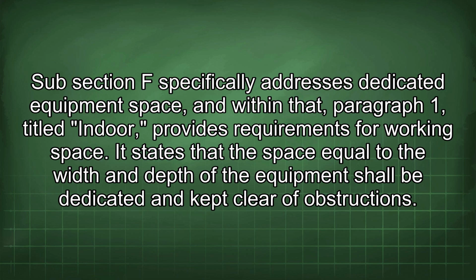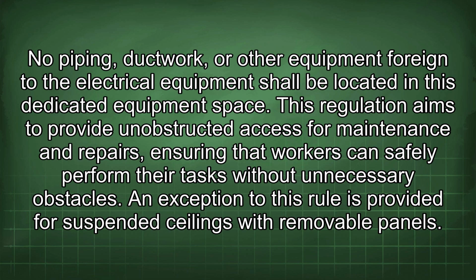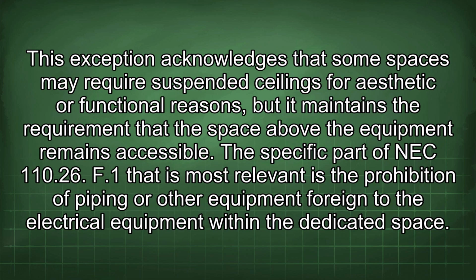It states that the space equal to the width and depth of the equipment shall be dedicated and kept clear of obstructions. No piping, ductwork, or other equipment foreign to the electrical equipment shall be located in this dedicated equipment space. This regulation aims to provide unobstructed access for maintenance and repairs, ensuring that workers can safely perform their tasks without unnecessary obstacles. An exception to this rule is provided for suspended ceilings with removable panels. This exception acknowledges that some spaces may require suspended ceilings for aesthetic or functional reasons, but it maintains the requirement that the space above the equipment remains accessible.